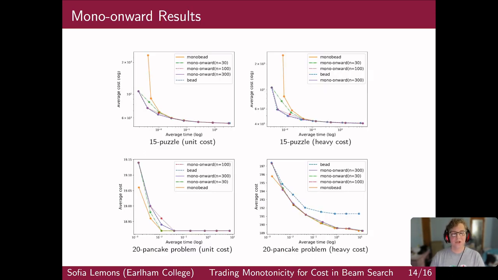Again, in terms of average solution cost versus time, we see the kind of behavior that we would hope for, that the solution quality returned by mono-onward is between that of bead and monobead, where increasing the n value generally gives performance closer to beam search, and decreasing the n value generally gives performance closer to monobead search, with rare exceptions where the selection of the n value has some impact on where the sort of plateau begins for the monotonic behavior, such as in the 20 pancake problem where n equals 100.